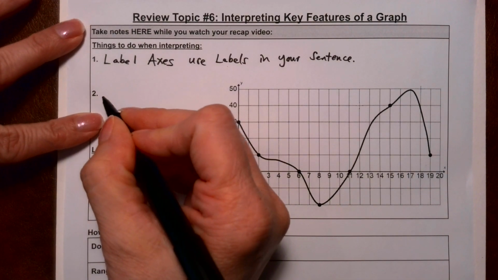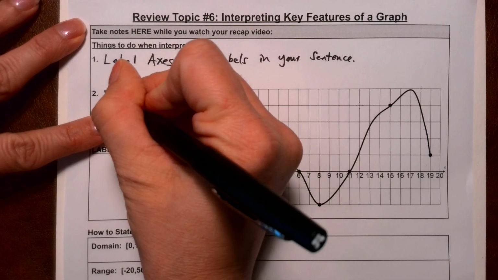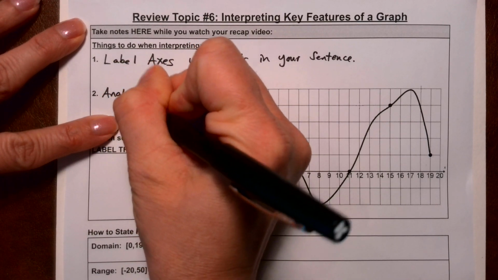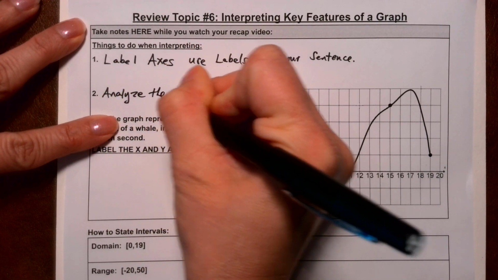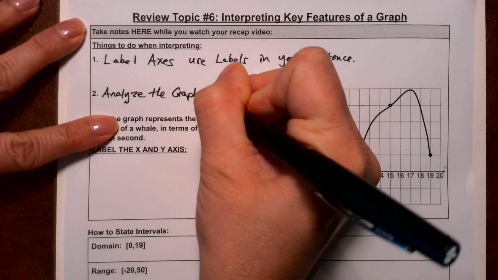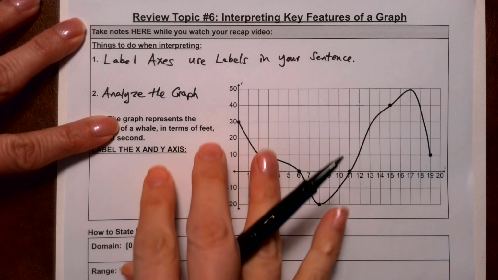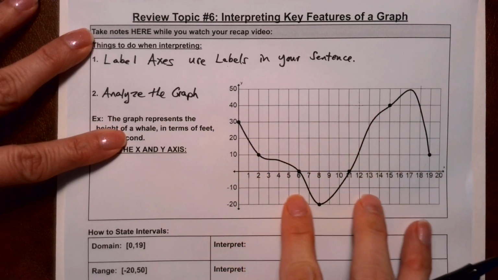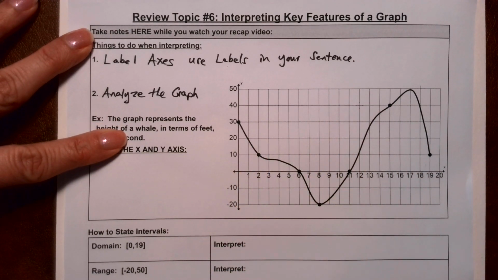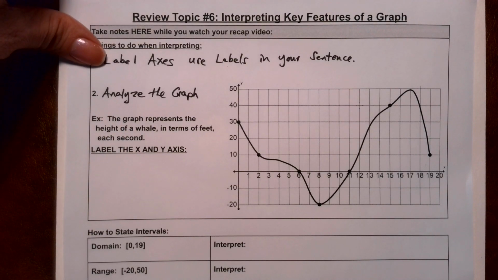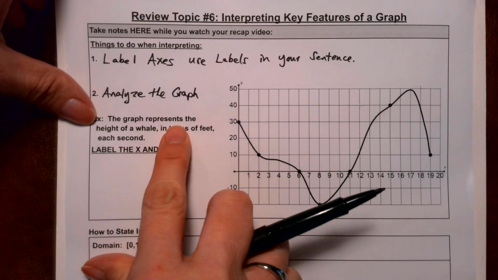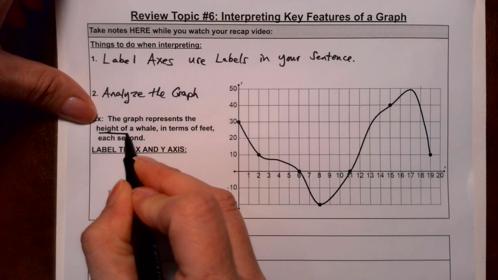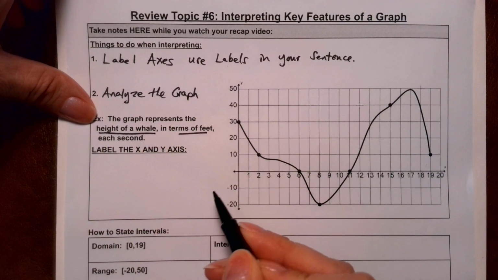The second thing you should do is spend some time analyzing the graph and just try to say a little story to yourself. So what is happening in this graph? The more time you spend here thinking about the story, the easier the sentences will be. Okay? For example, this graph represents the height of a whale in terms of feet.